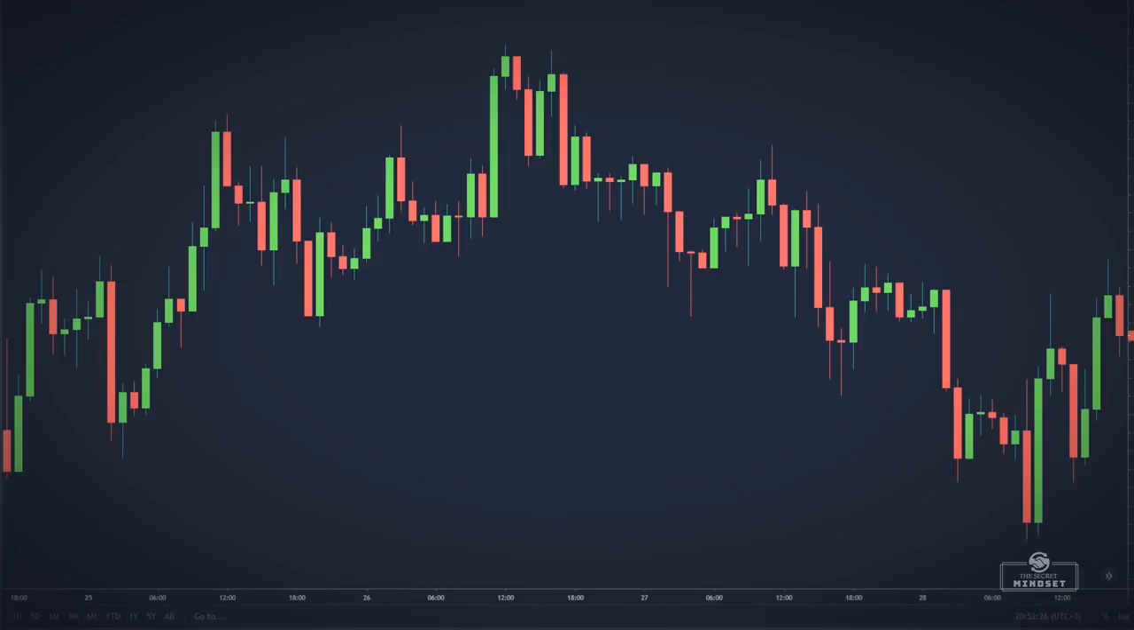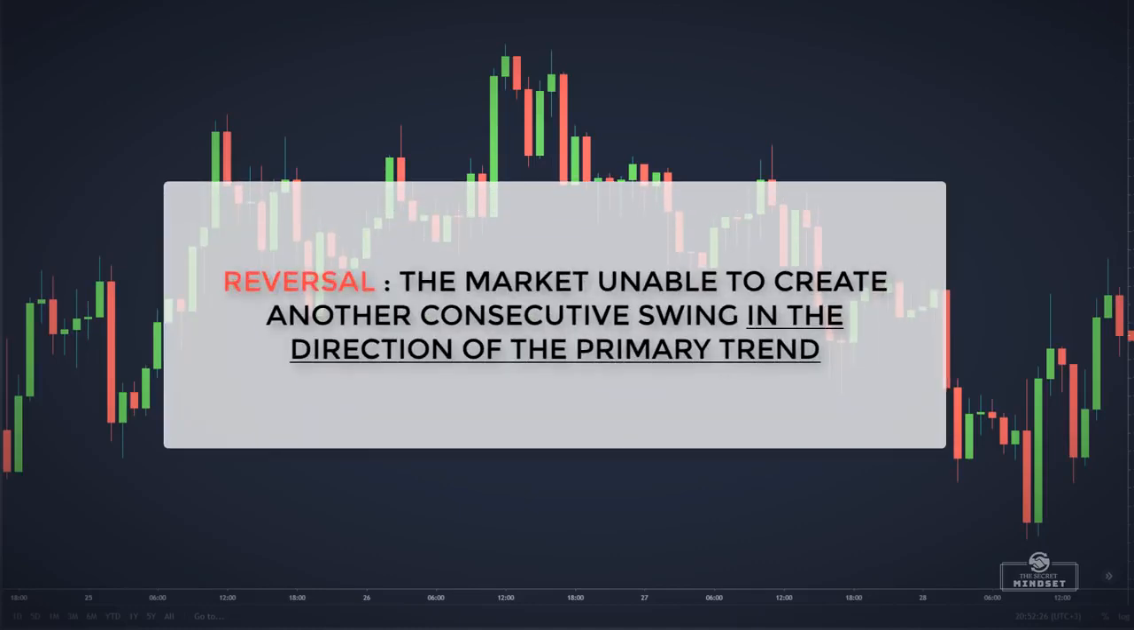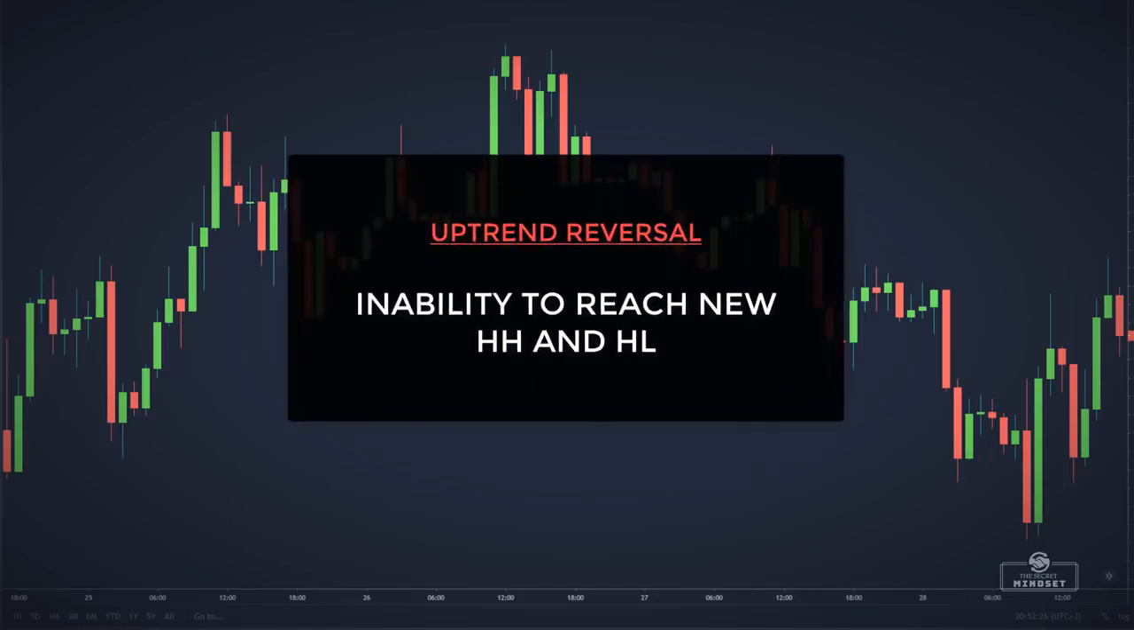Now, a trend remains intact until there is a clear sign that the trend has reversed. A reversal in the primary trend is signaled when the market is unable to create another consecutive swing in the direction of the primary trend. So for an uptrend, a reversal would be signaled by an inability to reach a new high, followed by an inability to reach a higher low.